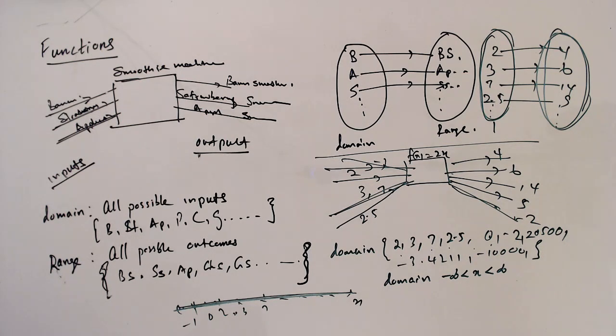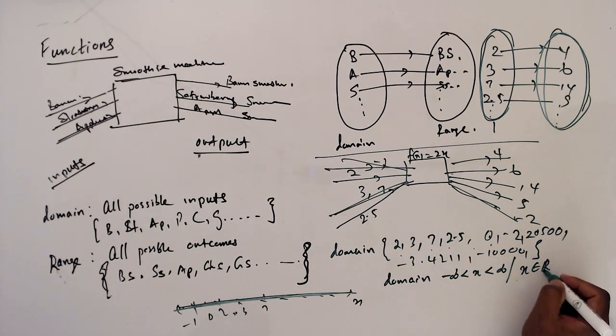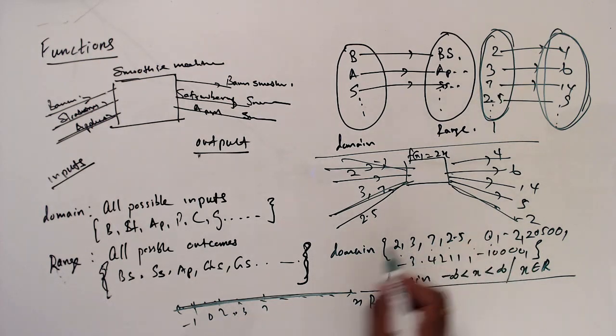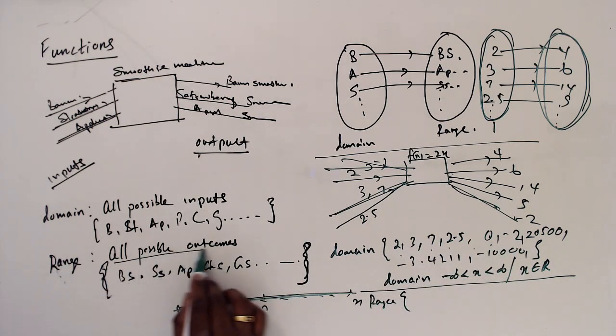Or we can write like this. x is an element of R. R is the real numbers. Real numbers mean the whole number line again. So that's how we can write a domain simply. How can we write the range? All possible outcomes. How can we write all possible outcomes?